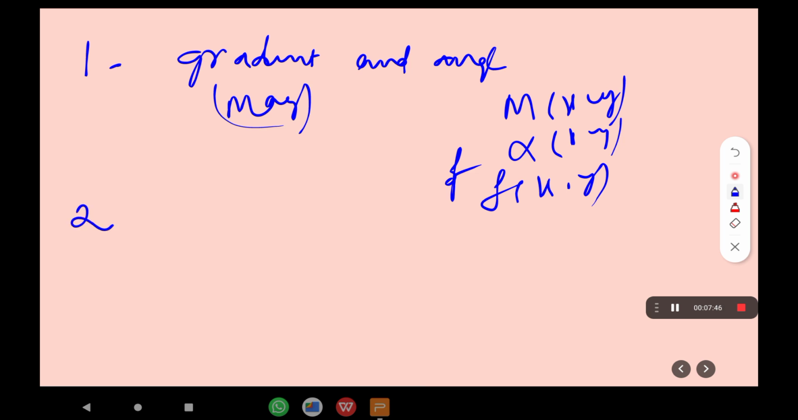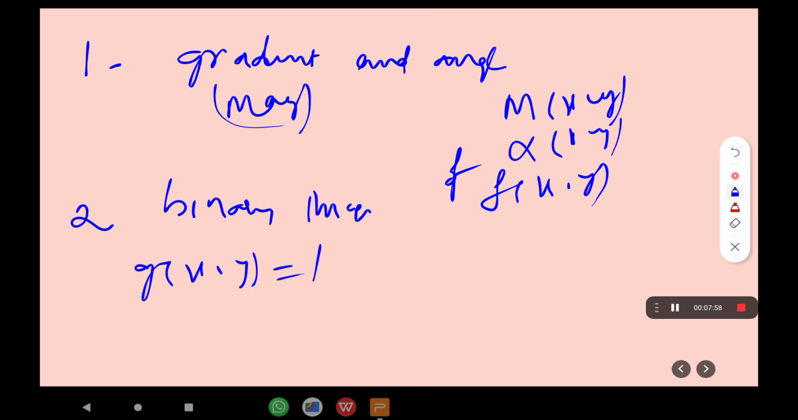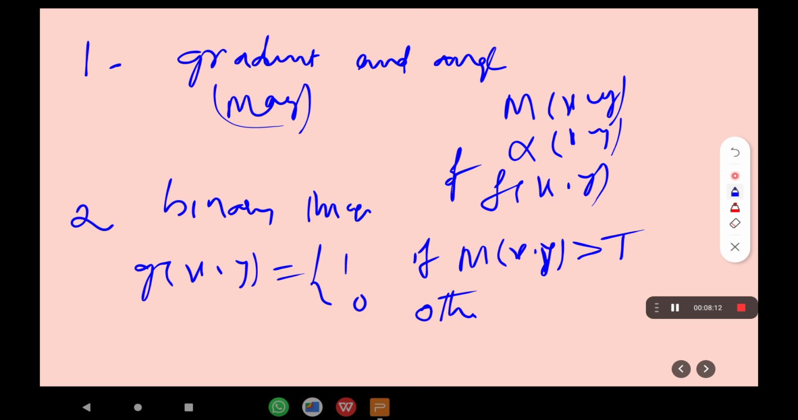In step number 2, if it is a binary image, the condition is that g of x comma y is equal to 1 if M of x comma y is greater than some threshold, otherwise it is 0. At the same time, the angle condition, the angle of x comma y, also follows some value.